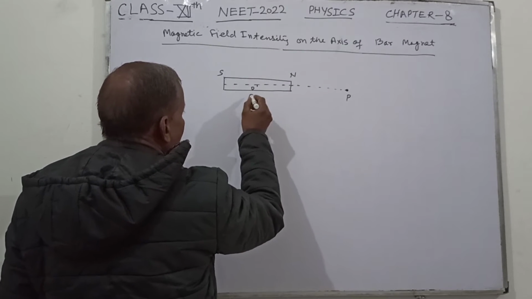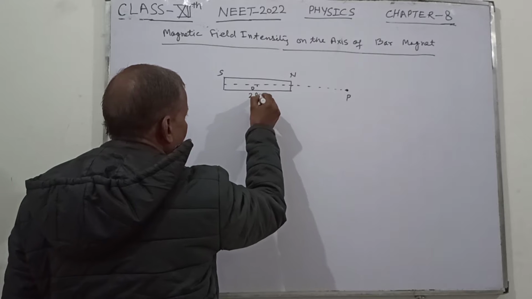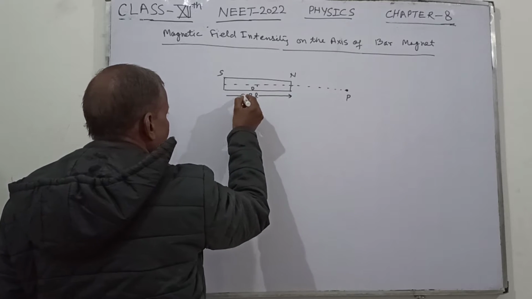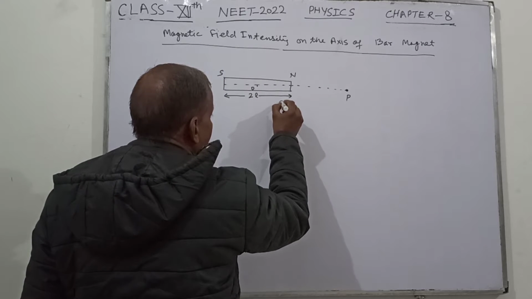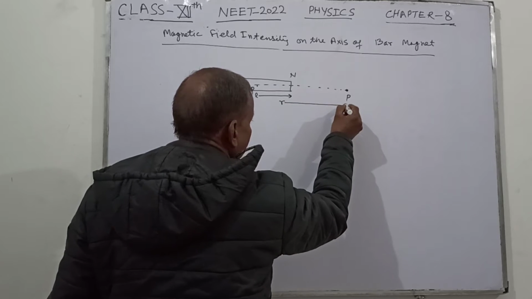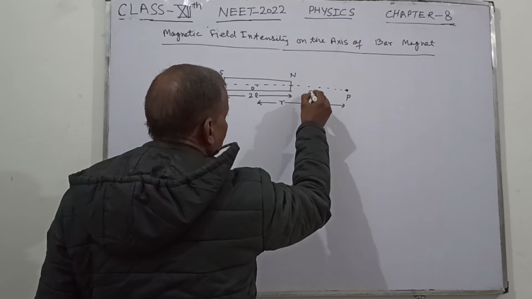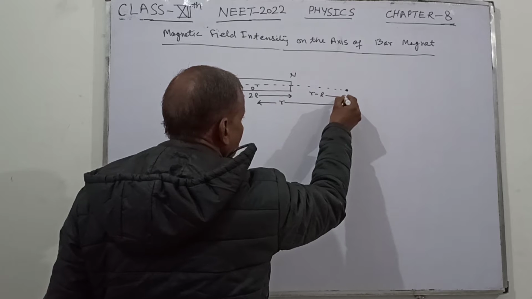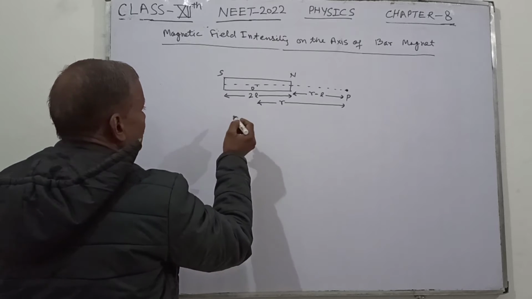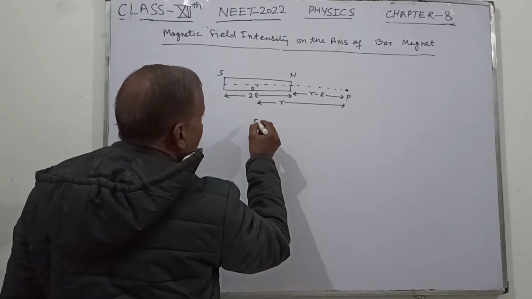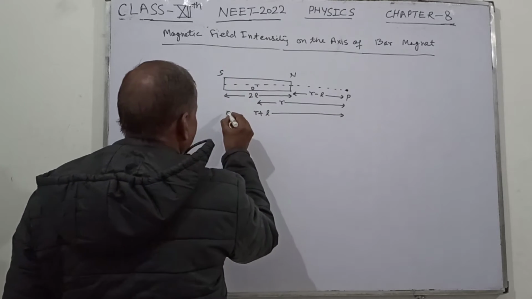Now the total length of this one is 2L. And the distance between O and P is, suppose, R. This is R. Then this is R minus L, and this will be R plus L.